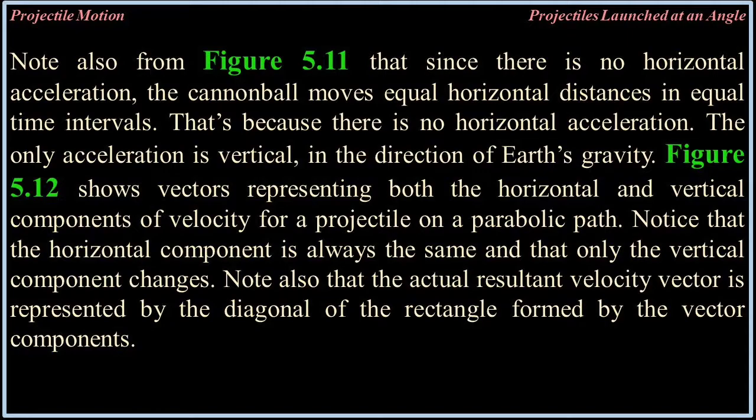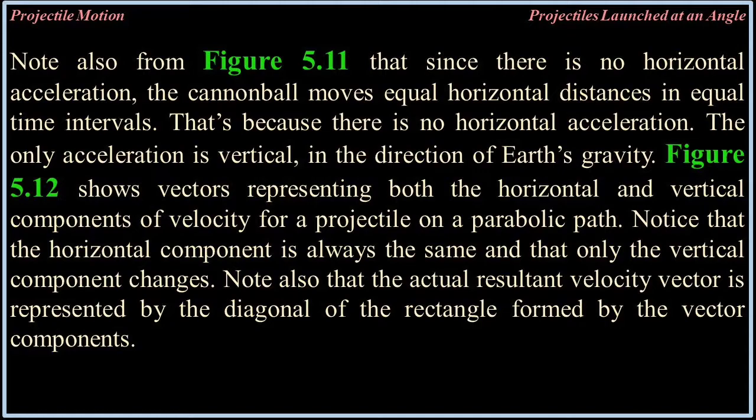Note also from Figure 5.11 that since there is no horizontal acceleration, the cannonball moves equal horizontal distances in equal time intervals. That's because there is no horizontal acceleration. The only acceleration is vertical, in the direction of Earth's gravity.